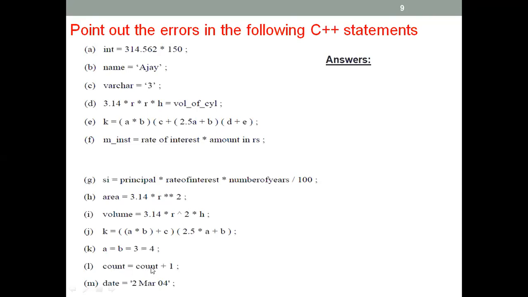Another one is like count equal to count plus 1. Here you have to understand that the left side must always be without a value, without a number. The number shouldn't be on this side. You cannot write count plus 1 equal to count. This is wrong, because you must always remember that this side is without a number. Here also, look: area equal to 3.14. Everything is on this side, so you have to know that there shouldn't be any number on the left side.